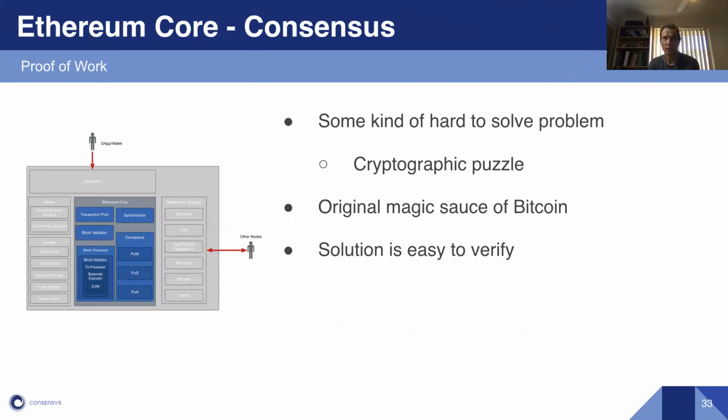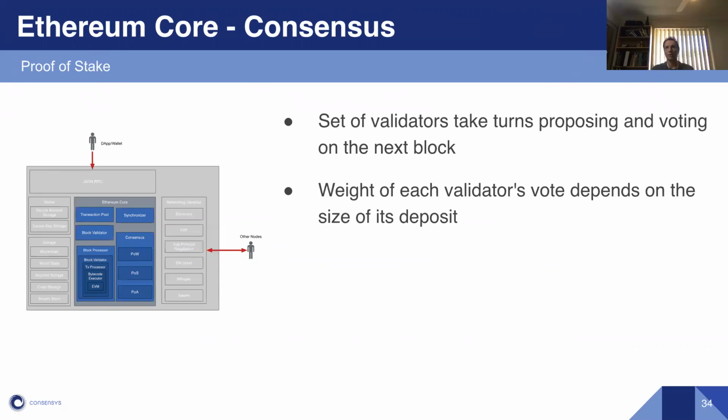Our next idea is proof of stake. So a set of validators take turns proposing and voting on the next block, and the weight of each vote depends on the size of its deposit. So this proof of stake is something that's coming sometime soon to Ethereum, although it's been coming sometime soon to Ethereum for an extended period of time. So it's soon, anytime soon, where soon might be a week, a month, a year.